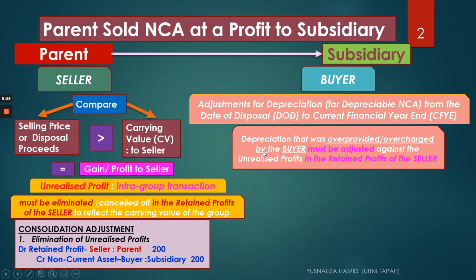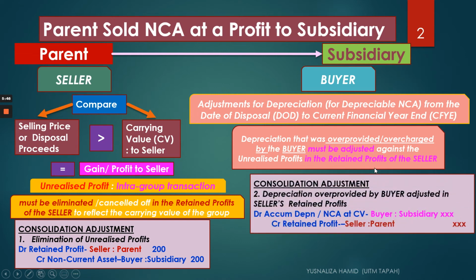The buyer is charging the depreciation at a higher amount, whereas the seller is still charging it at a slightly different amount. Therefore, it must be adjusted against the unrealized profit in the retained profits of the seller. So what needs to be done is to adjust the depreciation that has been over-provided. We'll have to do some calculation using some illustration.